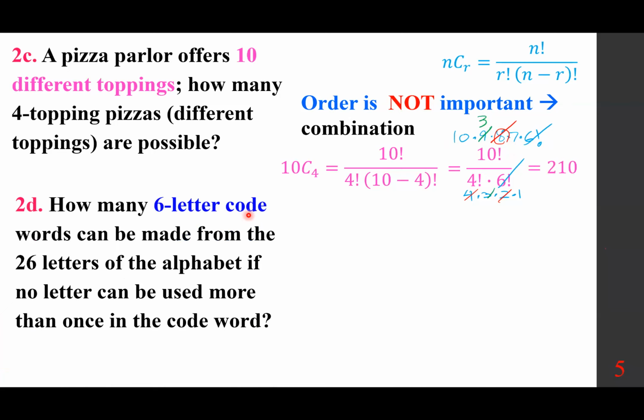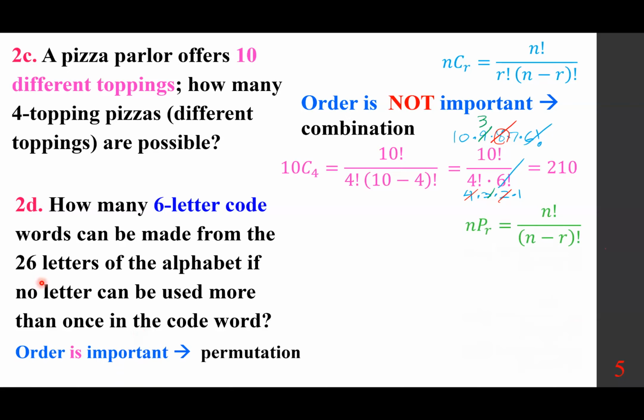How many 6-letter code words can be made from 26 letters of the alphabet if no letter can be used more than once? In the code word, in this case, order is important. We are making up a code. So it is using the permutation. And in the formula of a permutation, n, we have 26 letters to choose from. How many are we choosing? Only r equals 6.